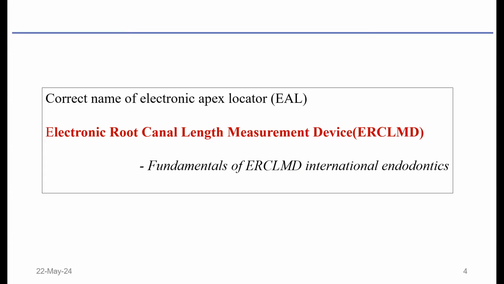So what's the correct name of this electronic apex locator? It is called electronic root canal length measurement device, ERCLMD. And in general terms, we call it electronic apex locator or apex locator as such in our regular day-to-day life.